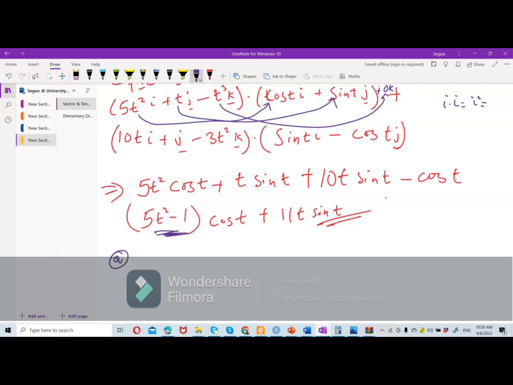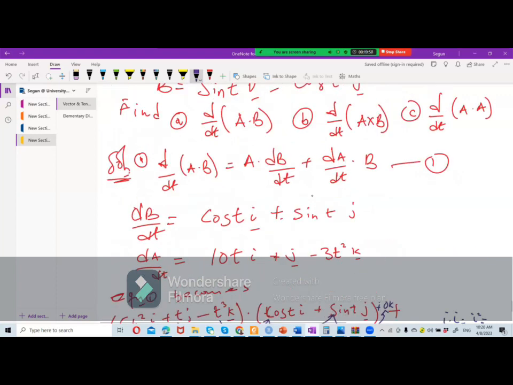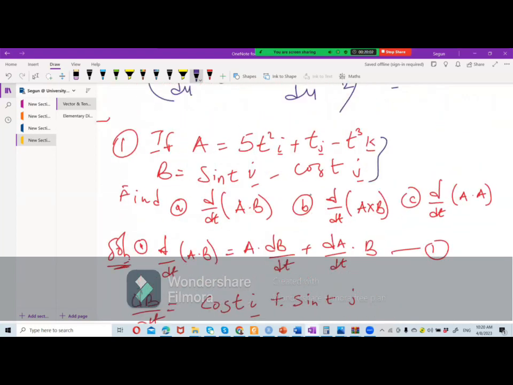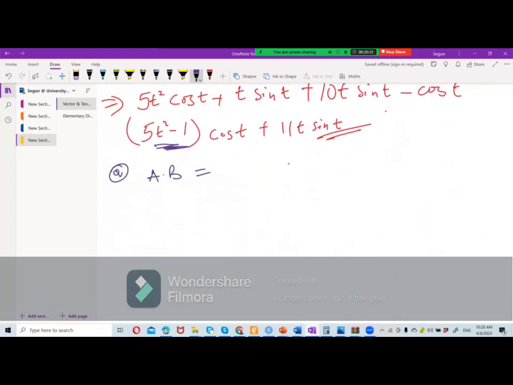You're welcome. Now, another way of solving this problem is this. I can do A dot B alone. Our A is here. If I say A dot B, what do I have? That is this multiplied by this multiplied by this. This one will be 0 because there's nothing. Now, if I write it out, A dot B will give us 5t squared sin t minus t cos t. That is A dot B.